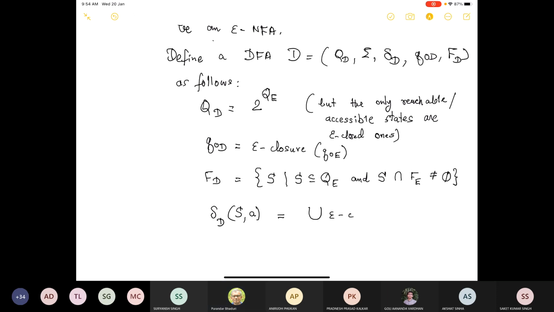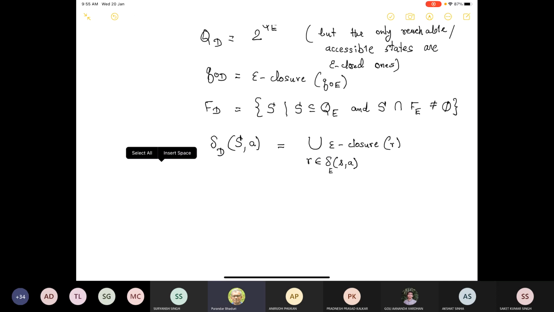So this is the union of the epsilon closure of R, and this definition mirrors the definition of delta hat, which we just saw for epsilon NFA, right? So R, this is capital S, by the way, belonging to delta_E(s, a), right? Where small s itself belongs to capital S. Okay.